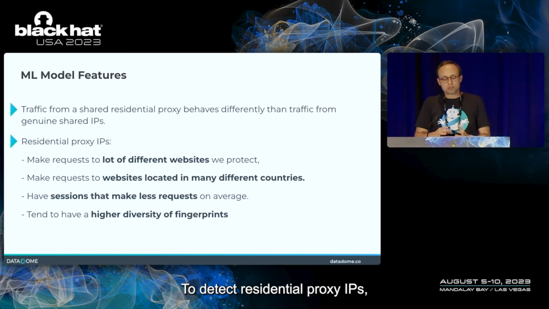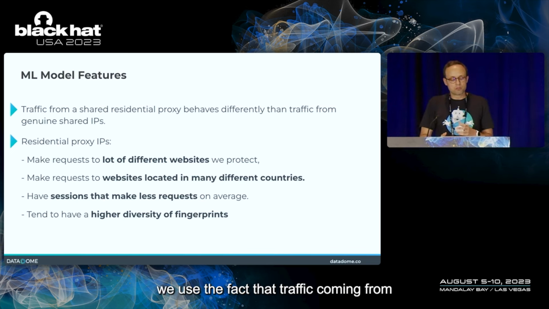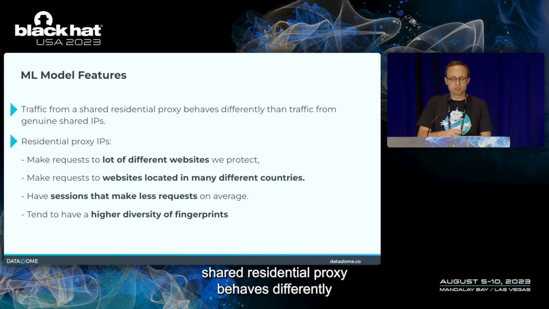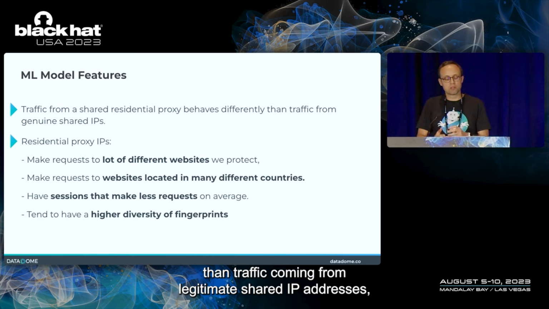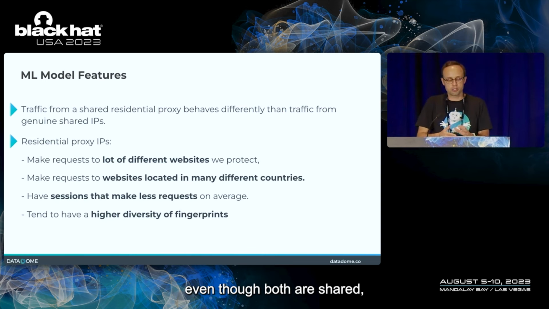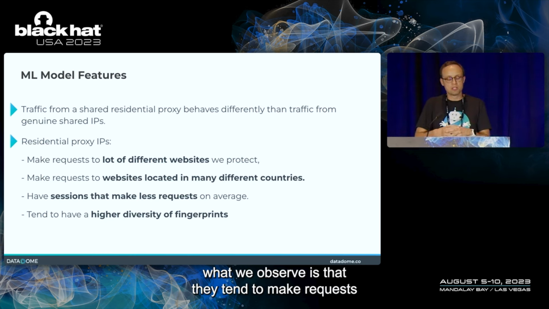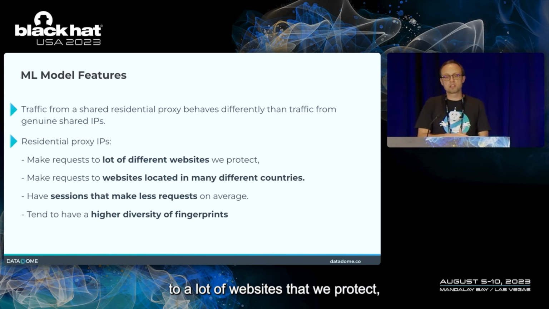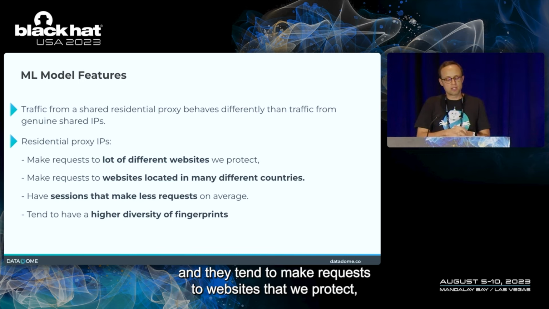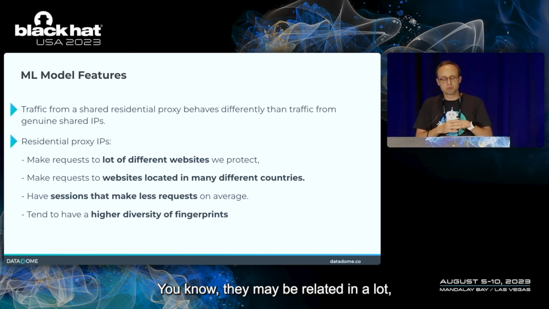To detect residential proxy IPs, we use the fact that traffic coming from shared residential proxies behaves differently than traffic coming from legitimate shared IP addresses, even though both are shared. What we observe is that residential proxy IPs tend to make requests to a lot of websites that we protect, and these websites are not even related.